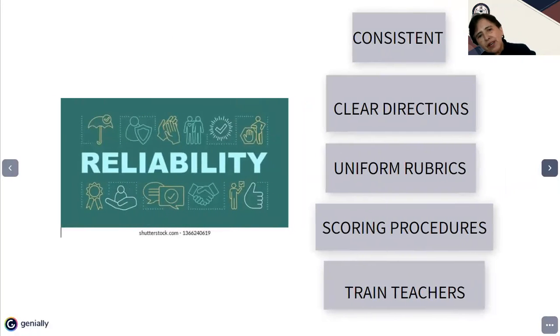The next one is reliability. This kind of test has to be consistent. It has to give the students clear directions. Uniform rubrics, they are not going to be different, they are going to be uniform rubrics. Scoring procedures have to be very clear, and also train teachers to score assessment correctly. This is very important.